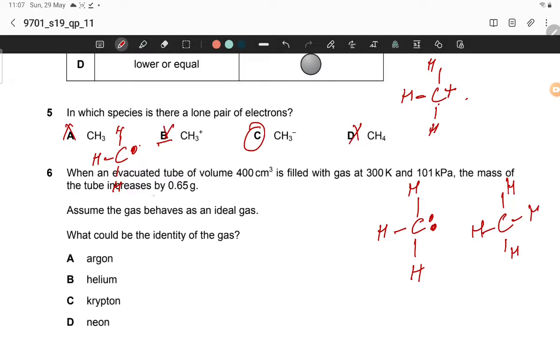When an evacuated tube of volume 400 centimeter cube is filled with a gas at 300 Kelvin and 101 kilopascal, the mass of the tube increases by 0.65 gram. Assume the gas behaves as an ideal gas.